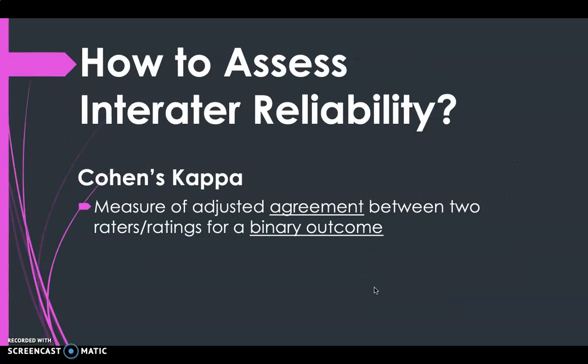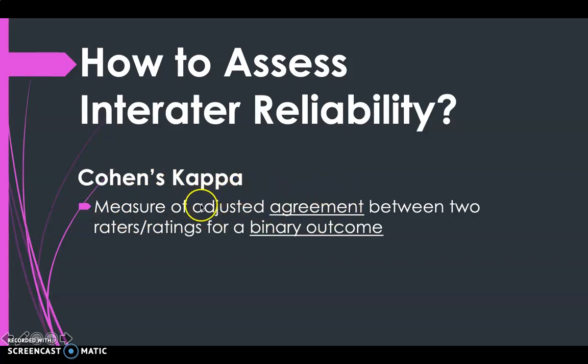How to assess interrater reliability? The simplest way for a 2-rater reliability test is Cohen's Kappa. You just need to calculate the Kappa statistic. So Kappa measures the adjusted agreement.